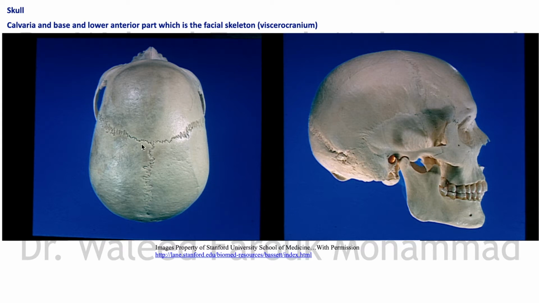Any section in the body parallel to the coronal suture is called a coronal section. Anything parallel with the sagittal is called sagittal, and with the sagittal on the sides is called parasagittal section. Sagittal section and parasagittal sections.